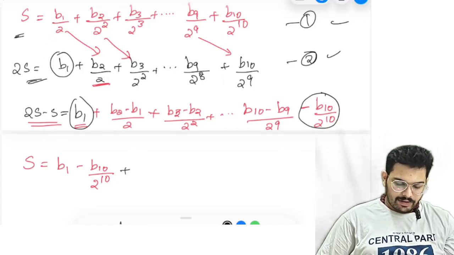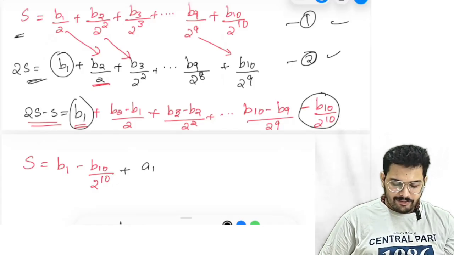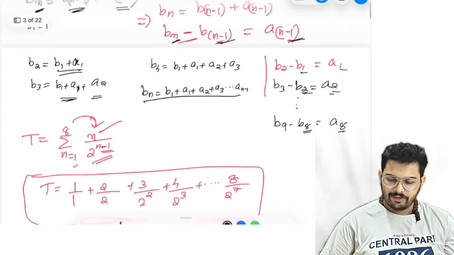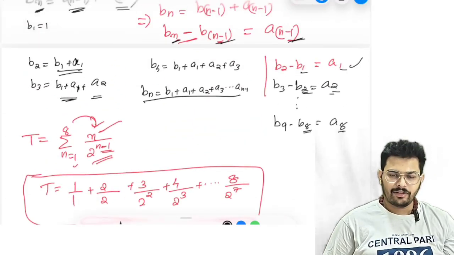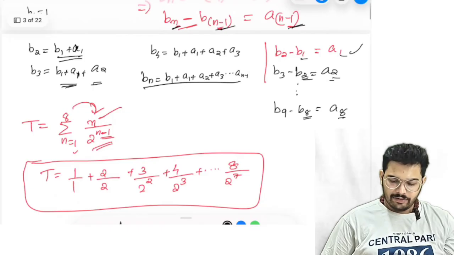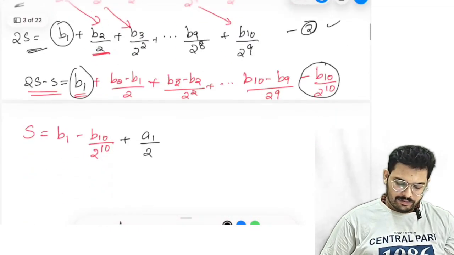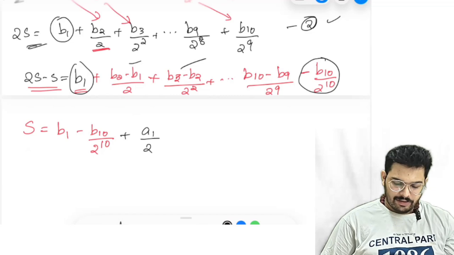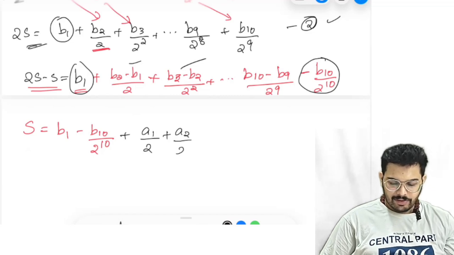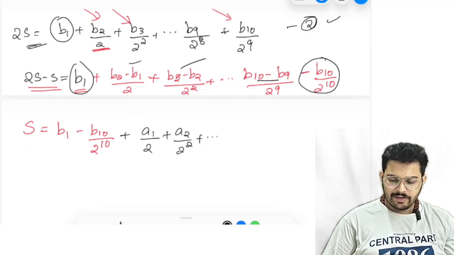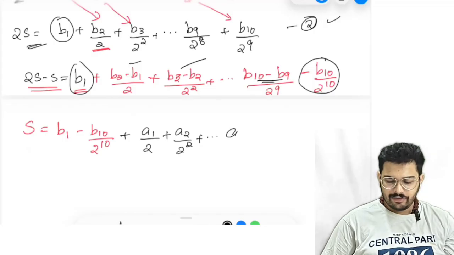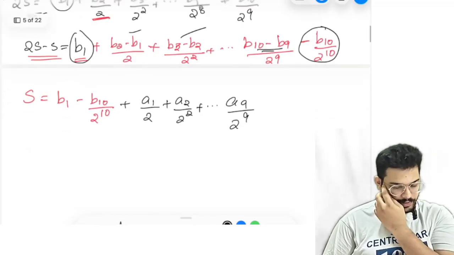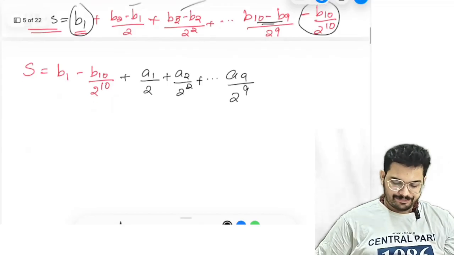Now b2 minus b1 will be a1 divided by 2. We have already found that relation, b2 minus b1 will be equal to a1. Similarly, b3 minus b2 will be equal to a2, so it is a2 divided by 2 square, plus etc. This will be b10 minus b9 equal to a9, so a9 divided by 2 raised to 9, and so on. That's much. Now we have S.